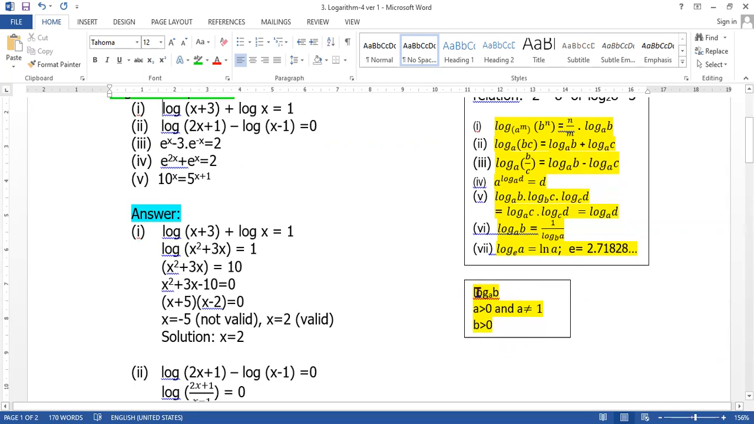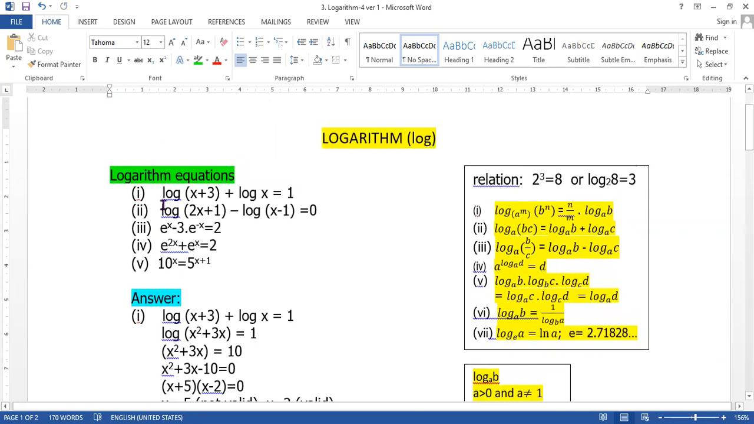Here is the condition for logarithm: b must be positive, and a, as the base, must be positive too, but cannot equal 1. Okay, let's talk about the logarithm equations.